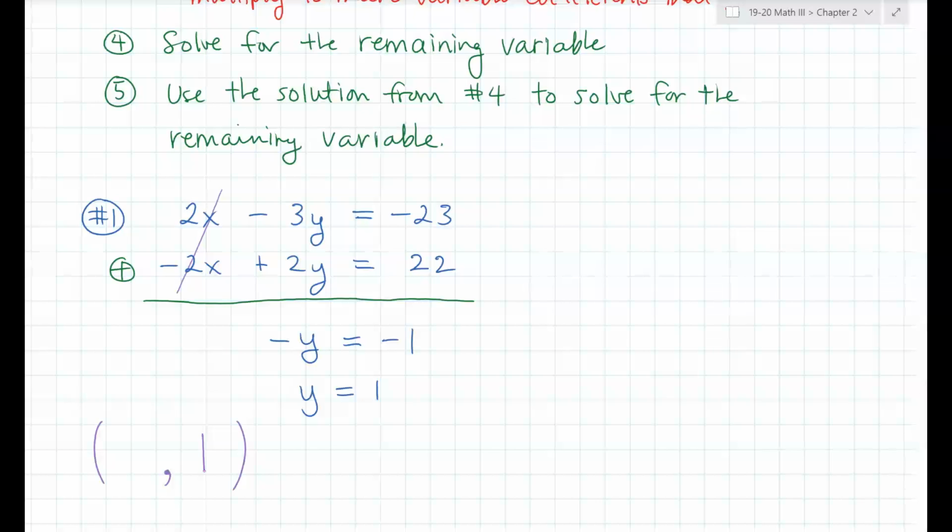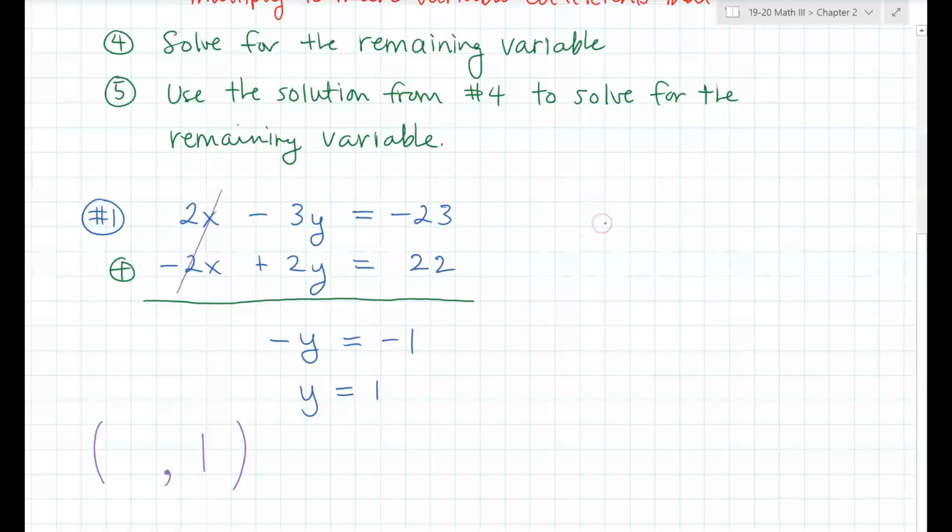Okay? So now I'm at step 4, right? Solve for the remaining variable, y equals 1. So step 5, use the solution from number 4 to solve for the other variable, the remaining variable, the x. So all you have to do is pick one of those 2 equations, either the top one or the bottom one, to plug in y. I'll pick the top one.